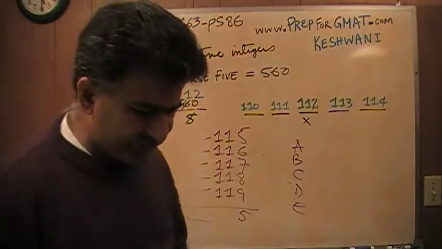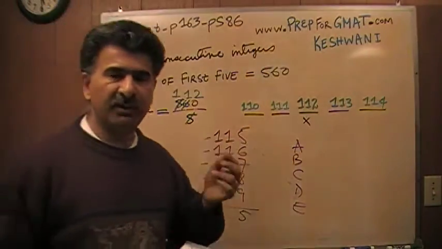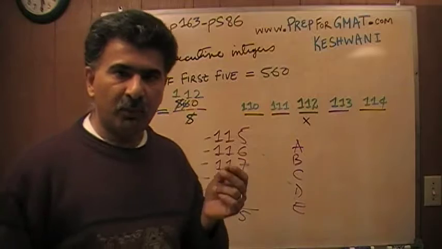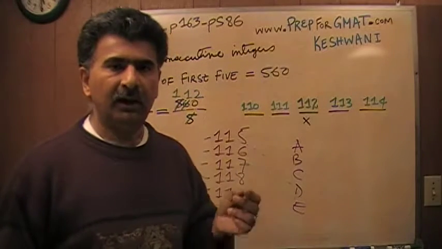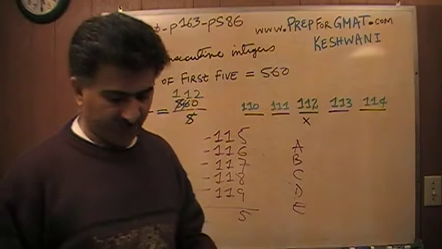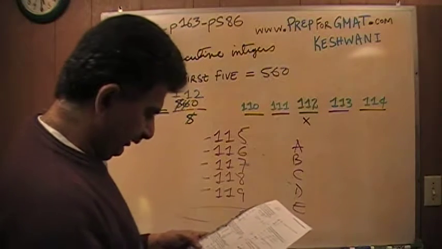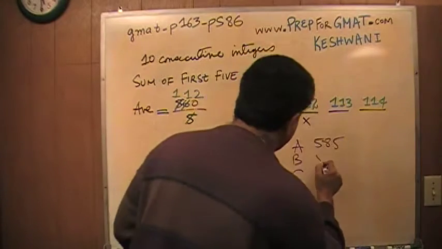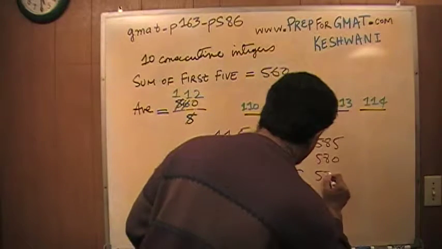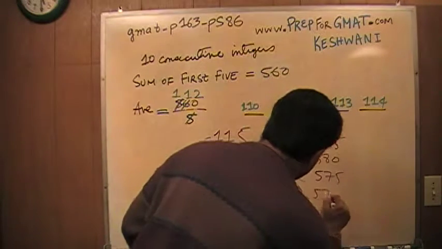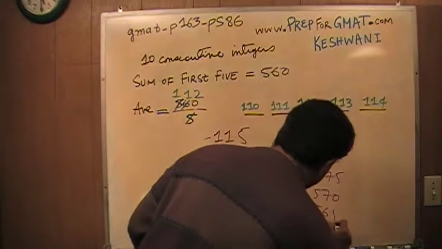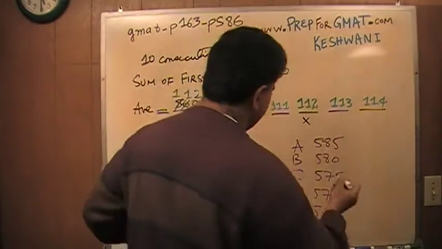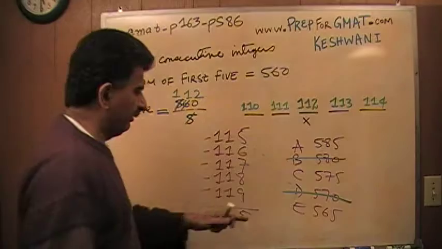See, I always check the answer choices. There are 2 components to solving a problem on the GMAT, or any standardized exam anywhere in the world. One is the problem itself, obviously, and the other is how the answer choices are presented. Here, the answer choices are 585, 580, 575, 570, 565. Since this thing ends in a 5, I know that 580 and 570 are not the right answer. It's got to be one of these 3 here.